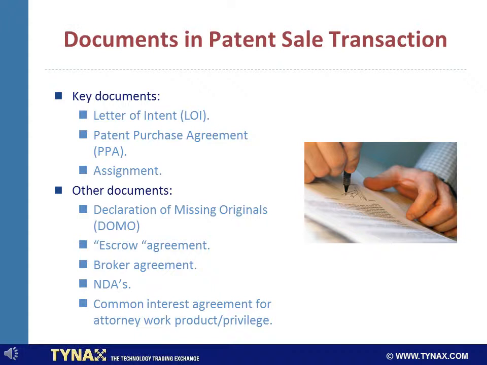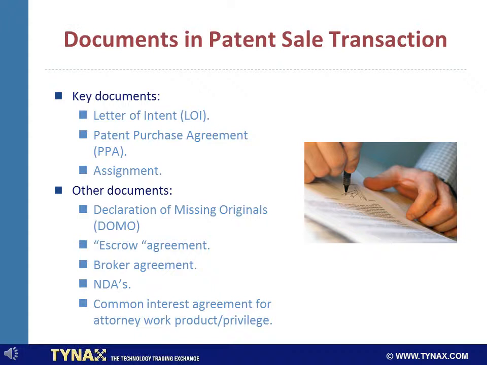Many transactions start with a letter of intent. Then the patent purchase agreement is drawn up, and the final step is the assignment that transfers title from the seller to the buyer. Other documents often encountered in these transactions are the declaration of missing originals. This is used when the original filings and assignments have been lost by the seller and cannot be provided to the buyer. An escrow agreement is sometimes used to simultaneously transfer the payment from the buyer to the seller and transfer the assignment of title from the seller to the buyer.